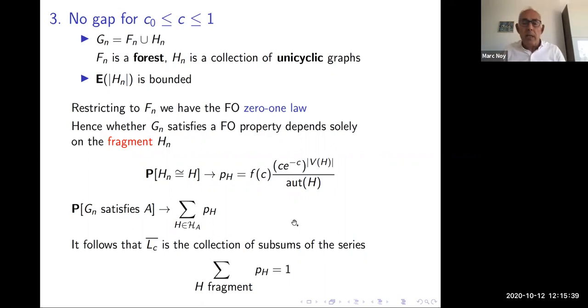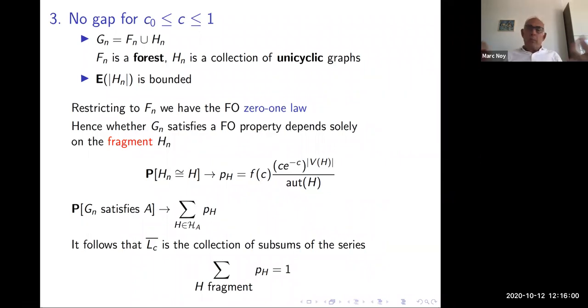It is not immediate, okay? So when I say that this limiting probability is equal to this sum, then you need some work to show that actually the closure is the collection of subsums of this series.